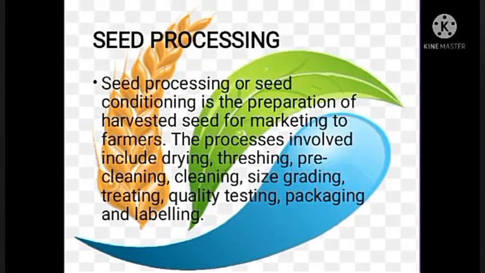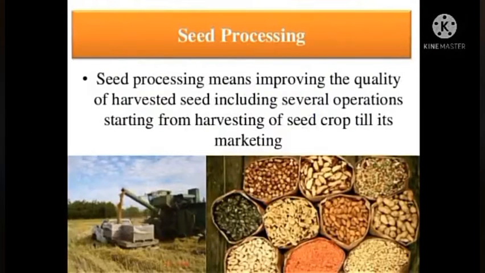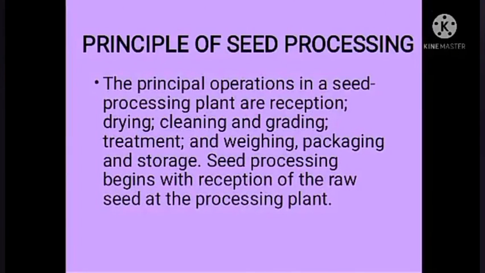Next is seed processing. Seed processing or seed conditioning is the preparation of harvested seed for marketing to farmers. The processes involved include drying, threshing, pre-cleaning, cleaning, size grading, treating, quality testing, packaging, and labeling. Seed processing means improving the quality of harvested seed, including several operations, starting from harvesting of seed crop till its marketing.